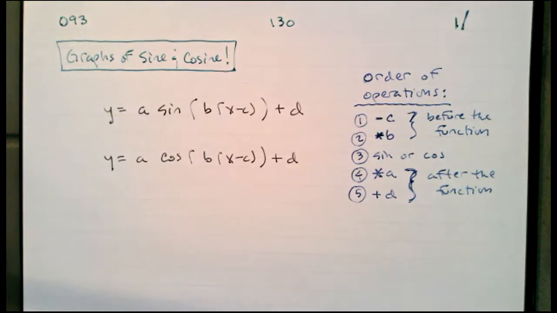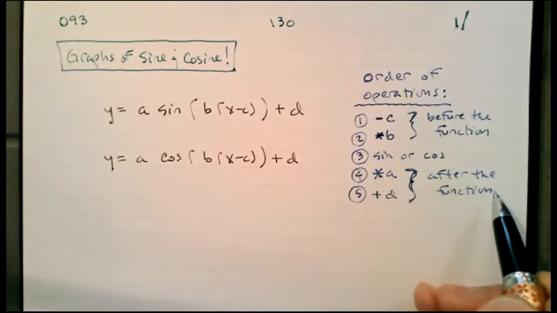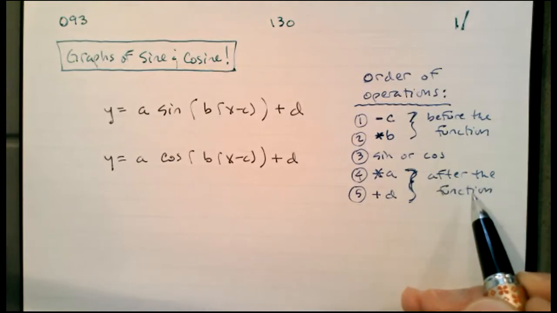So let's take a look at each one of these changes, that multiply by a, multiply by b, subtract c, and add d. Let's look at each of those changes and classify what they're going to do to the graph. Less so in terms of the graph of a trig function, more so just in terms of the graph in general. So let's start with a. A is multiplication, and it's happening after the function. Since it happens after the function, it's going to be some kind of vertical change. And since it's multiplication, it's going to be a stretch or compression.